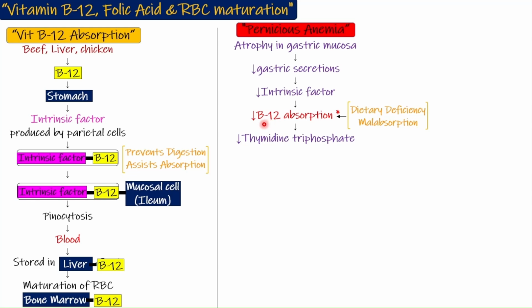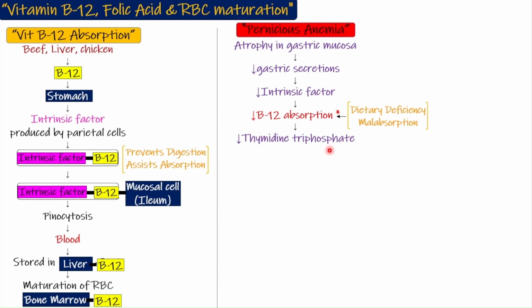Whenever there is a decreased level of vitamin B12 in the body, there will be decreased formation of thymidine triphosphate. Now, if you remember the bases in the DNA, there were 4 types. One was guanine, cytosine, thymidine, and adenine. So there was adenine, guanine, cytosine, and thymidine.